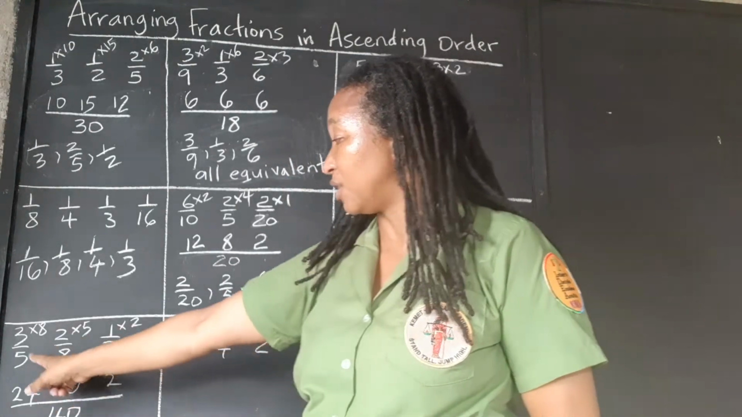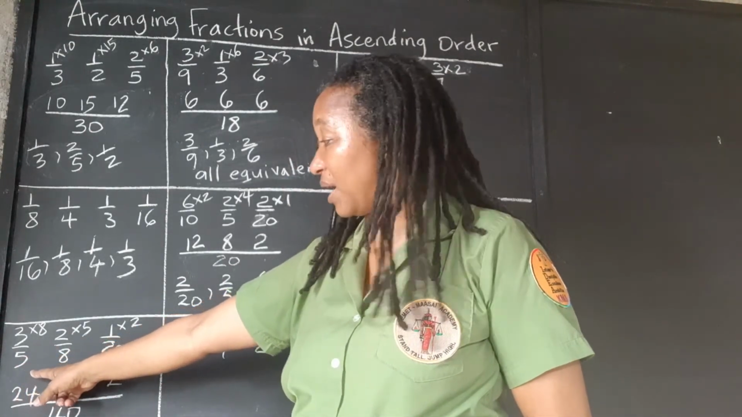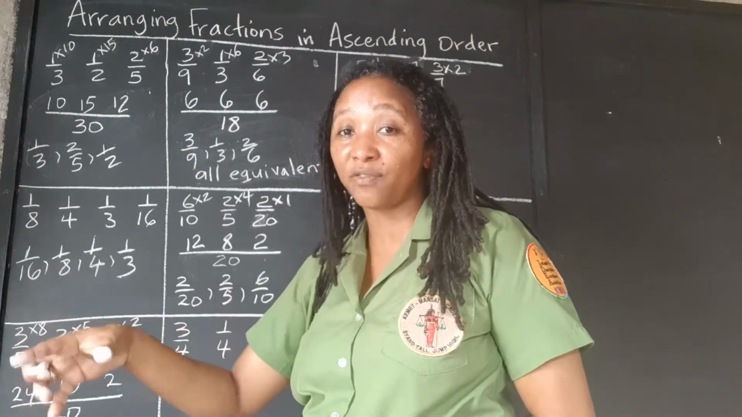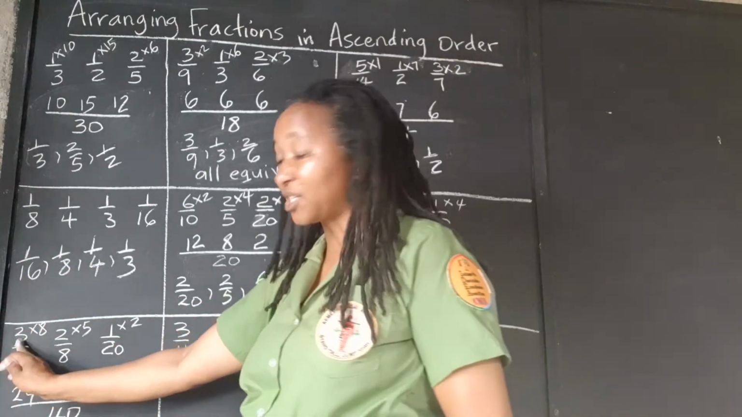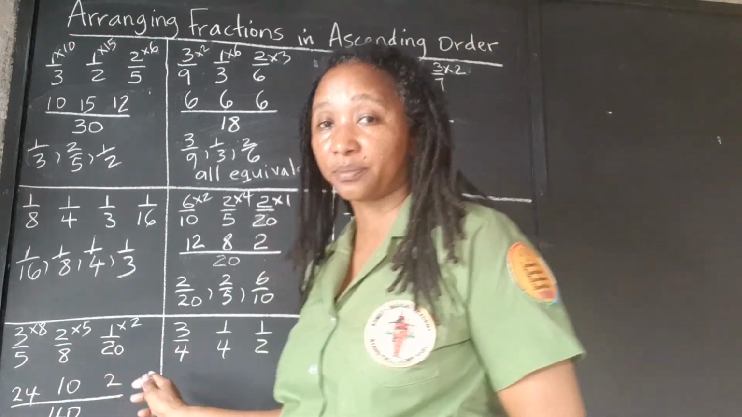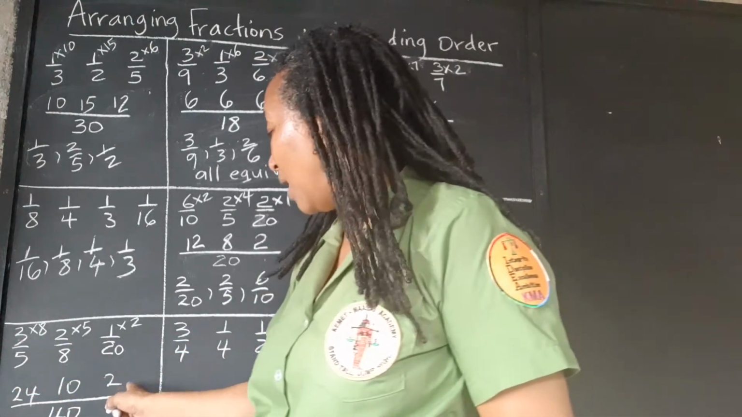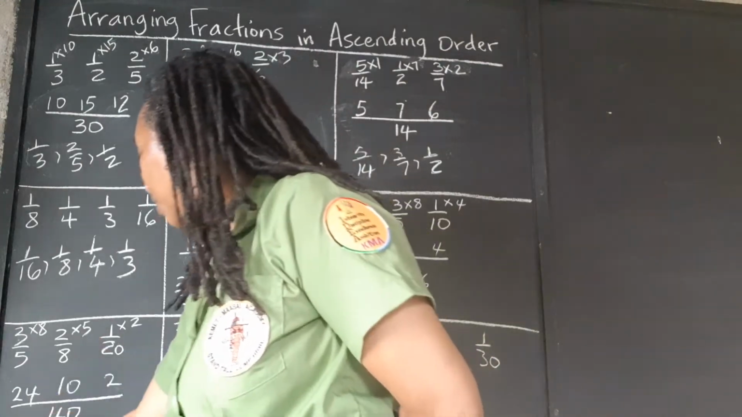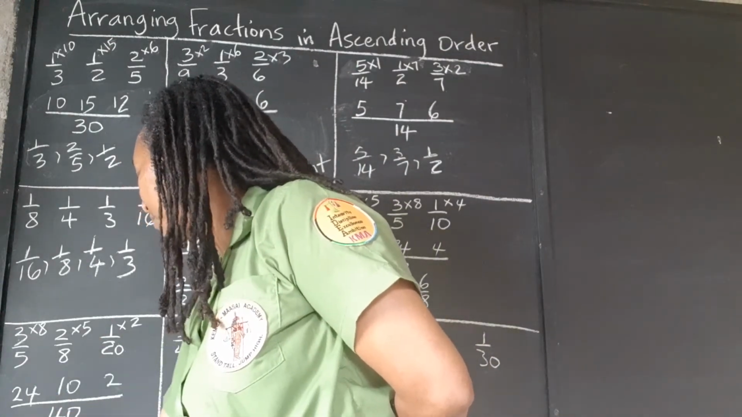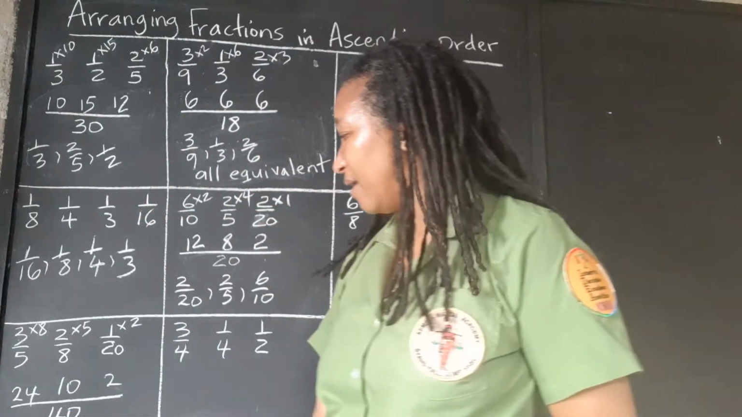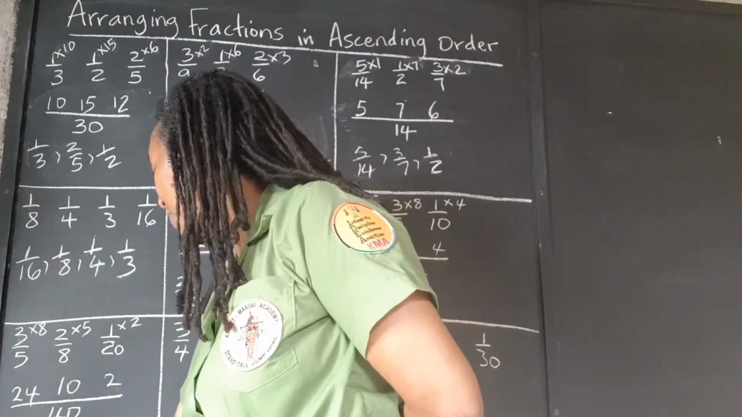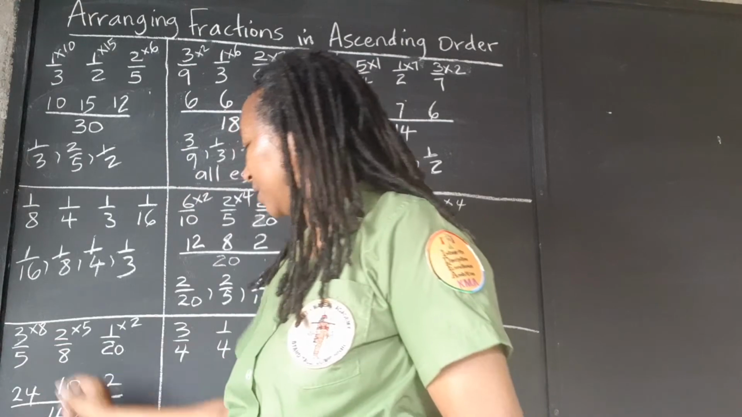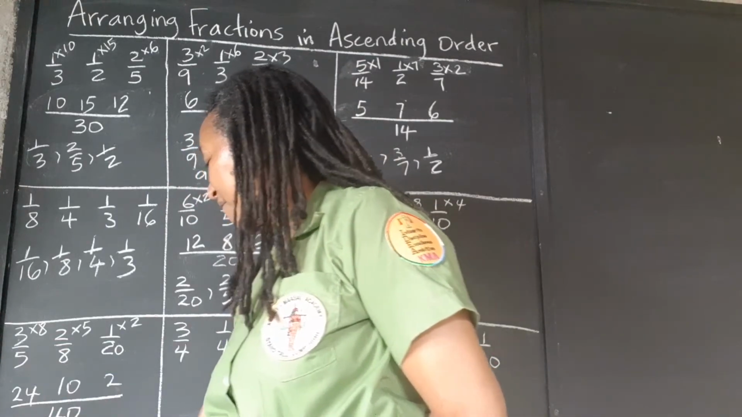And here you're cutting up the same thing into 5 parts and you're taking out 3 of those big chunks. This is the bigger fraction, the biggest of the 3. So the smallest would be the 2 over 40, which is the 1/20th. Then we have the 10 over 40, which is the 2/8. And the biggest is the 24 over 40, which is the 3/5.